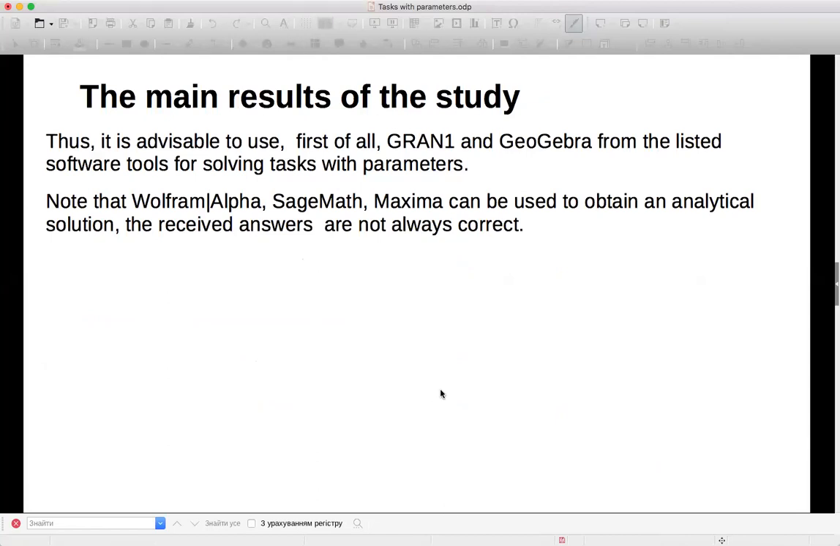Thus, it is advisable to use, first of all, Gran 1 and GeoGebra from the listed software tools for solving tasks with parameters. It should be noted that Wolfram Alpha, SageMath, and Maxima can be used to obtain an analytical solution, but the received answers are not always correct.